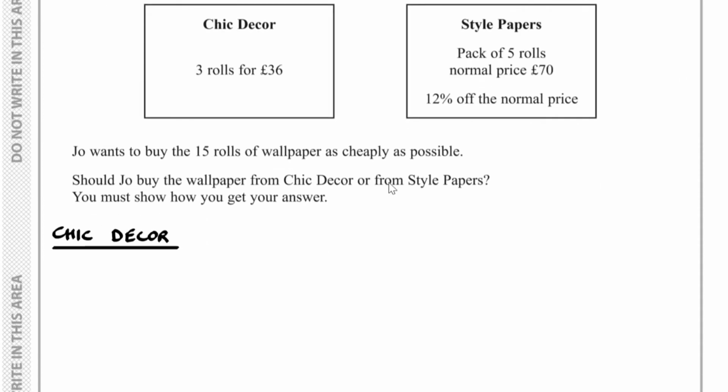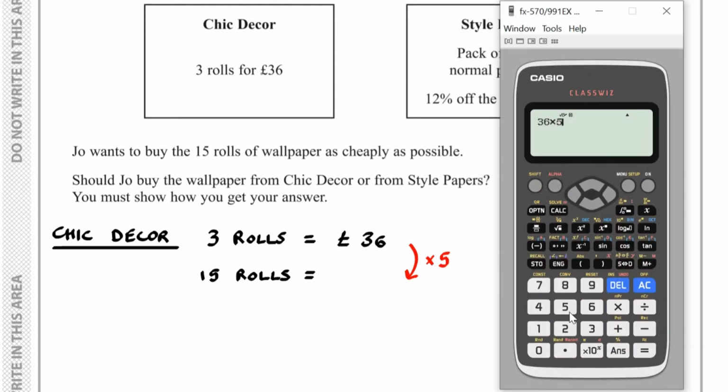Let's consider Chick Decor. We have 3 rolls, which would cost £36. To find out the cost of 15 rolls, we would have to multiply by 5. 36 times 5 is 180. So 15 rolls would cost £180.